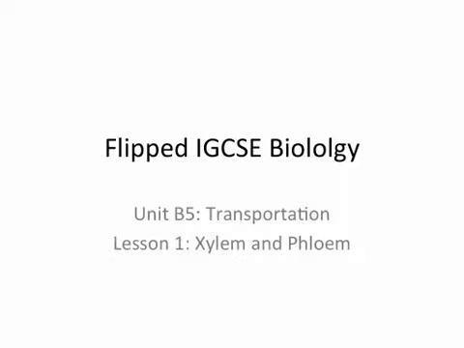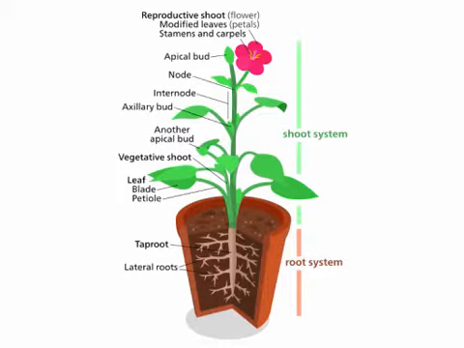Hello and welcome to Flipped IGCSE Biology, Unit B5, Transportation, Lesson 1, Xylem and Phloem. In this lesson you're going to learn about transportation in a plant. You're going to learn how water, ions and food are transported up and down the plant in the roots, stem and leaves.